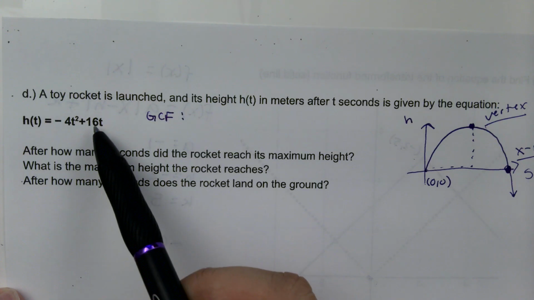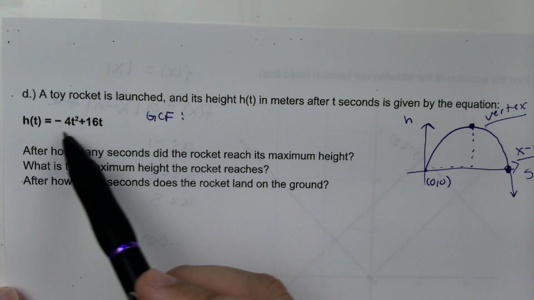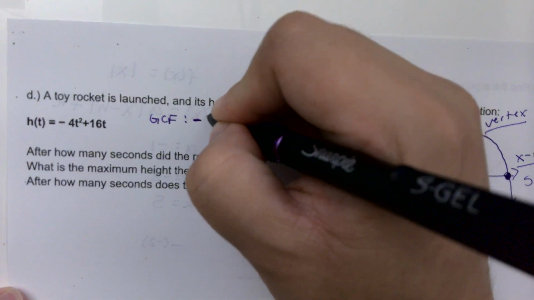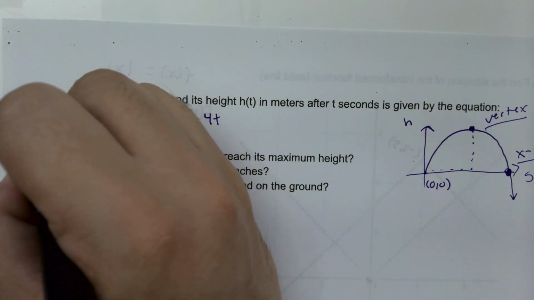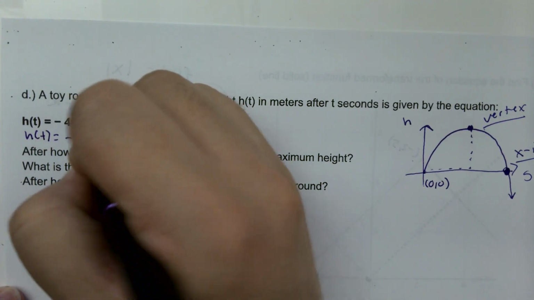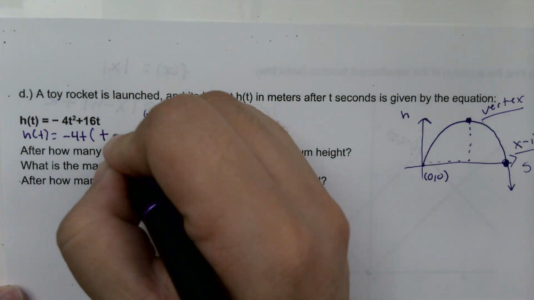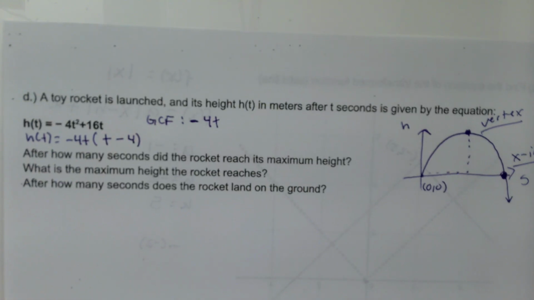I can take out a 4 from both, and they both share a t. The first term is negative, so I should factor out negative 4t. So h of t equals negative 4t, and then what's left over is t minus 4. And now, if you can tell, there's nothing left to factor. There's no more quadratic anymore. We factored the quadratic.